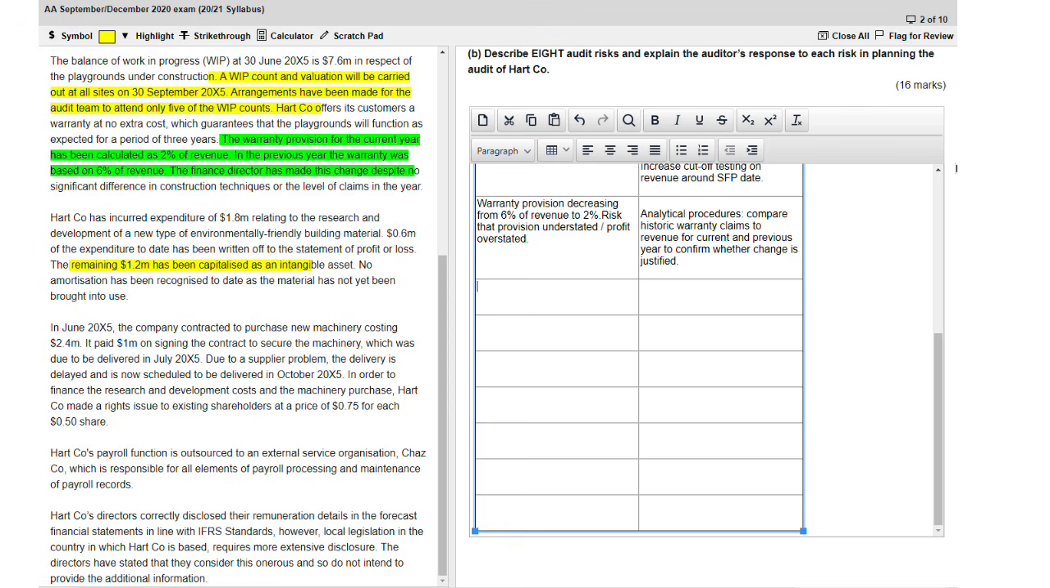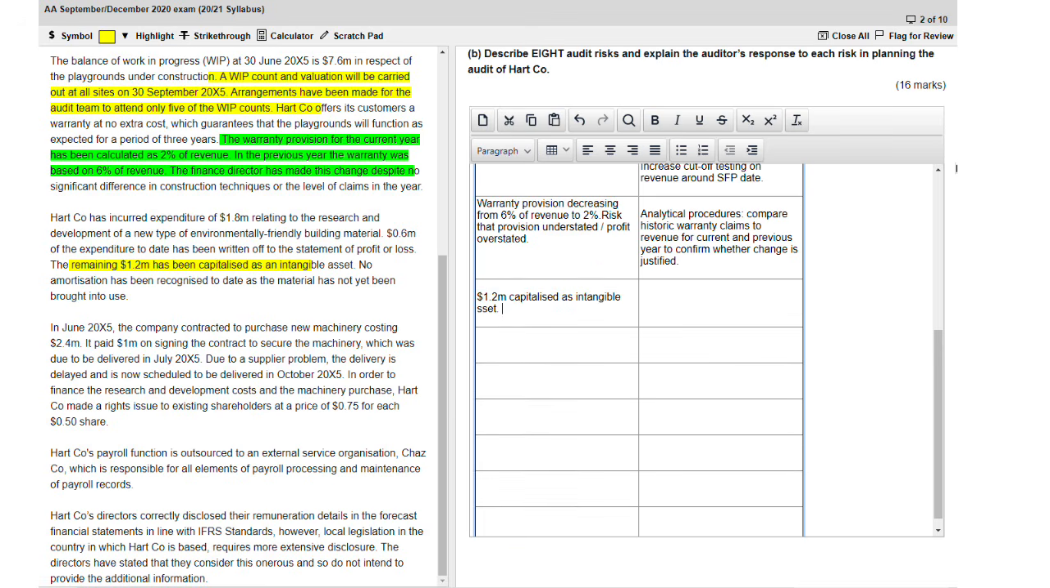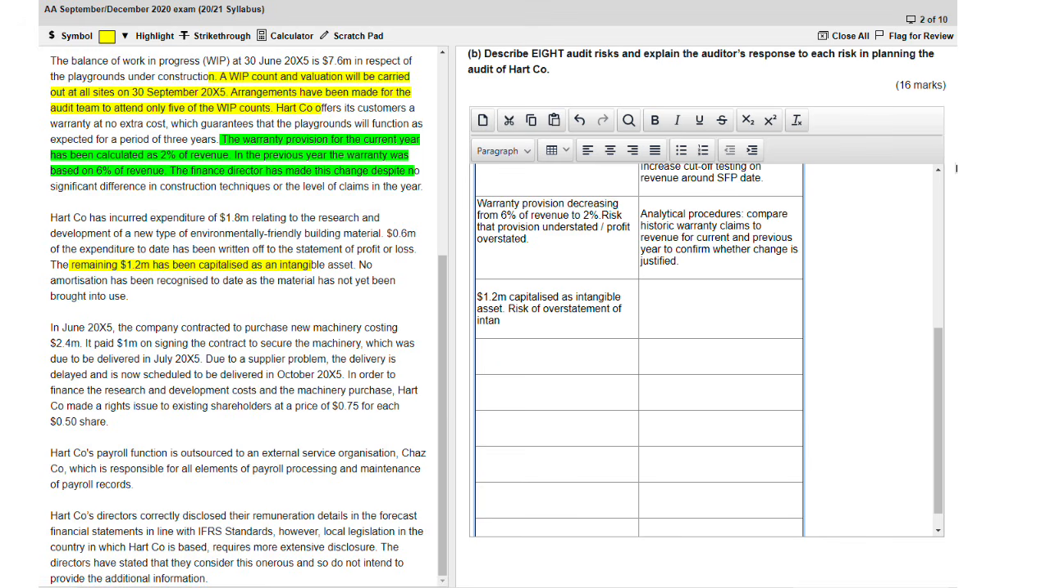So it's possible that the 1.2 million has been overstated. So I've noticed that 1.2 million has been capitalised as an intangible asset. Ready for the magic word? Yeah, risk. No word risk, don't give yourself a mark ever. So risk of overstatement of intangibles.